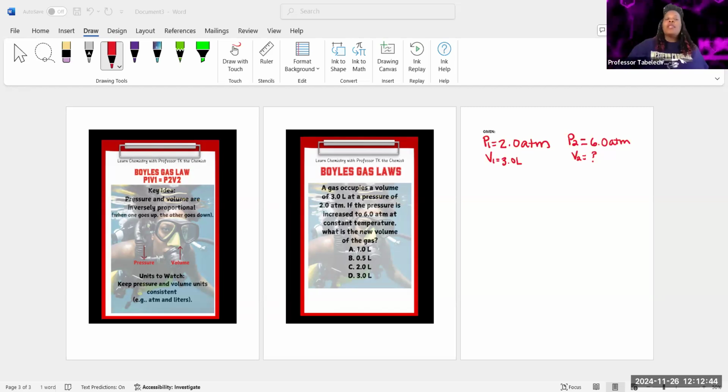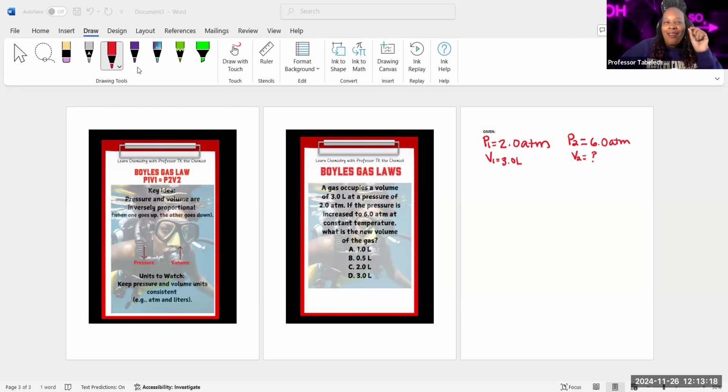Now, let's go ahead and look at this one problem that we have here on the screen. A gas occupies a volume of 3.0 liters at a pressure of 2.0 atm. If the pressure is increased to 6.0 atm at constant temperature, what is the new volume of the gas? So here's the thing that you need to know. You were given the first pressure reading, which is 2.0 atm. You were also given the first volume reading of 3.0 liters. The pressure increased to 6.0 atm.